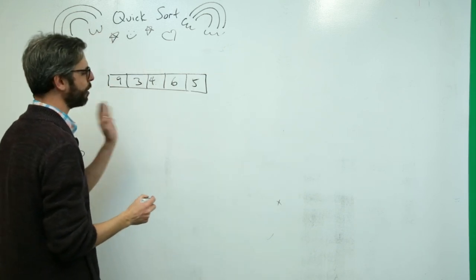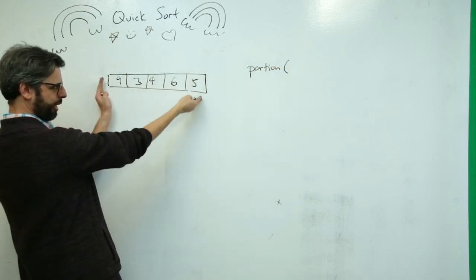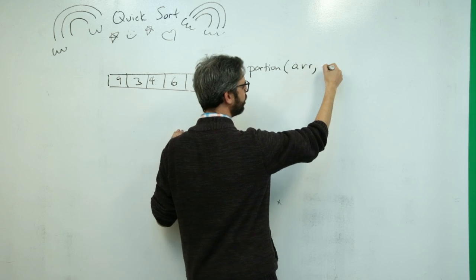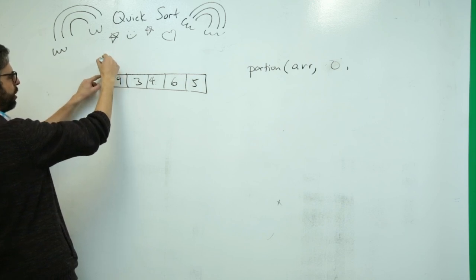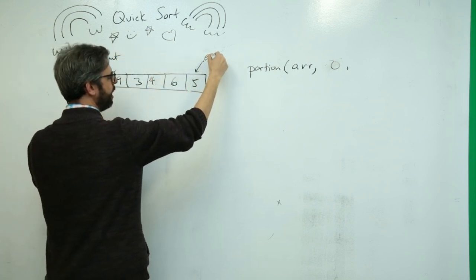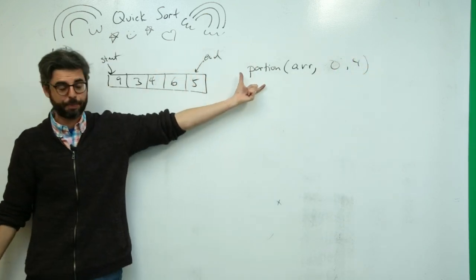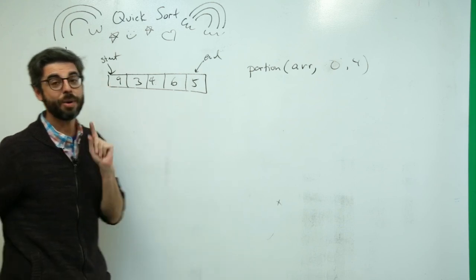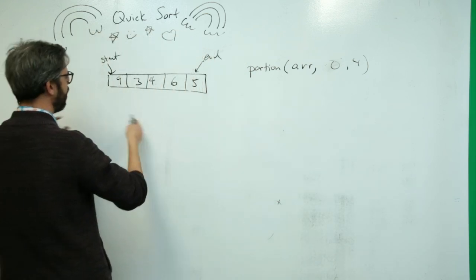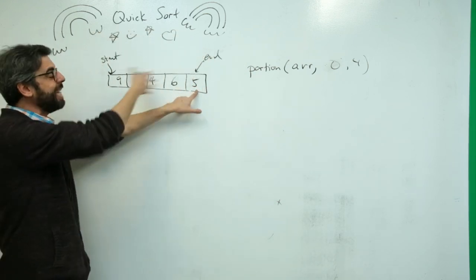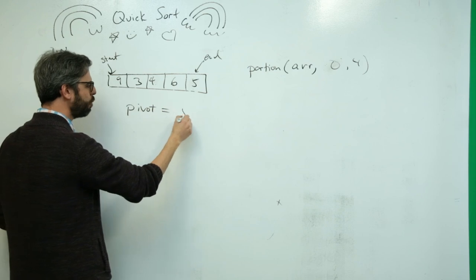So the idea of the partition function is that when you call the function, you give it the array, and you give it a start and an end. In this case, the start is going to be 0, and the end is going to be in position 0, 1, 2, 3, 4, index 4. So this is the first time I call partition on this array. Now what I need is a pivot index and a pivot value. The pivot index, we'll talk about in a second. The pivot value, I could pick anything in here, but it's most convenient to just pick the last one. So I'm going to say the pivot equals 5.